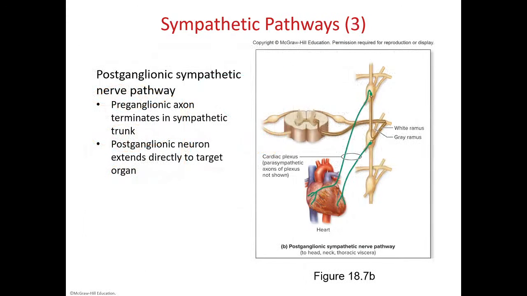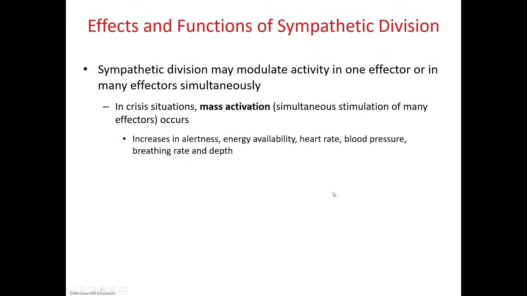The postganglionic sympathetic nerve pathway. Here, the preganglionic axon will terminate in the sympathetic trunk, as we see, and then the postganglionic neuron extends directly to the target organ through here. All right, directly to the target organ.